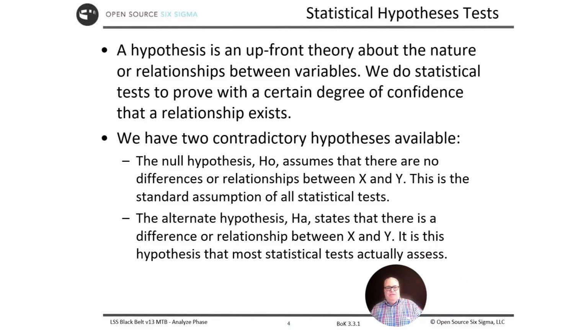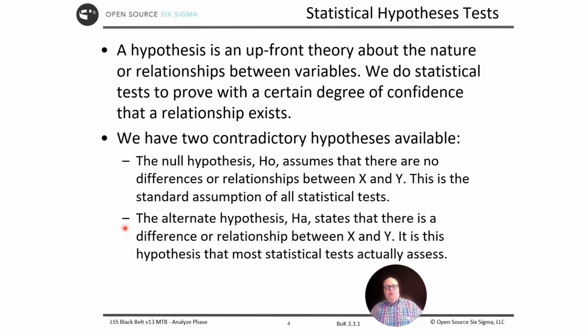All right, let's look at the basics of a hypothesis test. It's an upfront theory, so we say, hey, what's your hypothesis of the relationship between X and Y? There's two contradictory outcomes, so we're going to say the null hypothesis, or H sub 0, assumes there is no relationship between X and Y, that everything is just noise. There is no relationship, and that's the base standard.